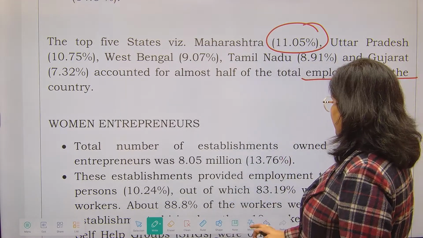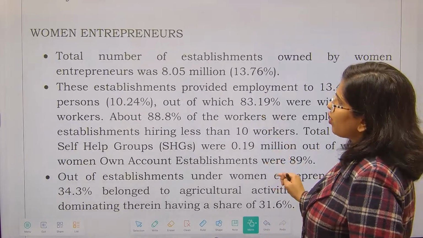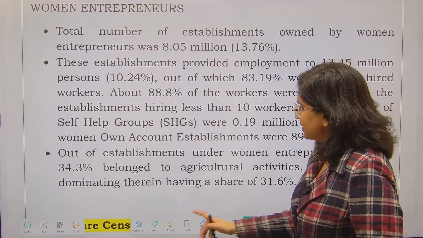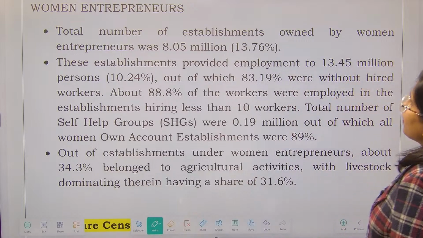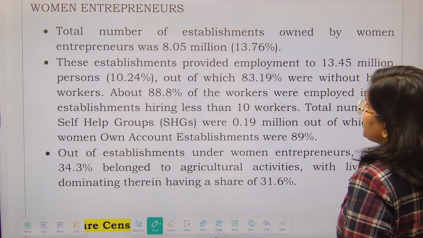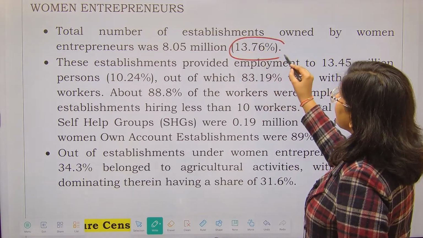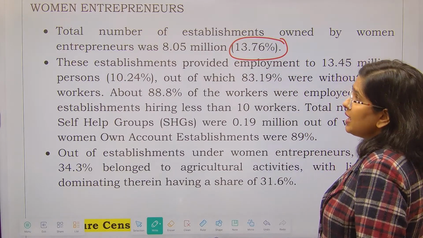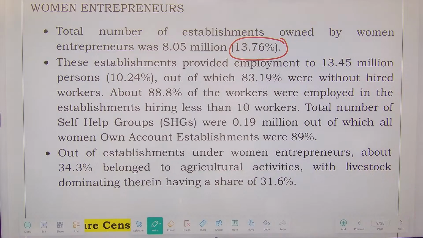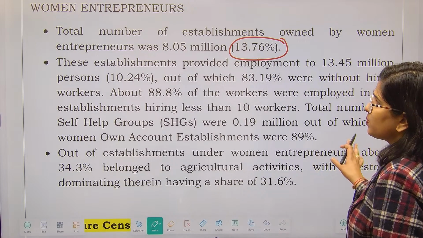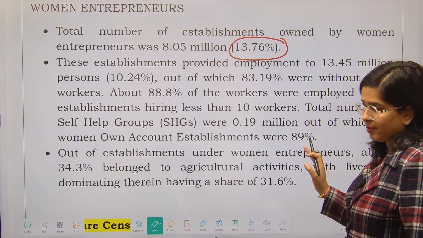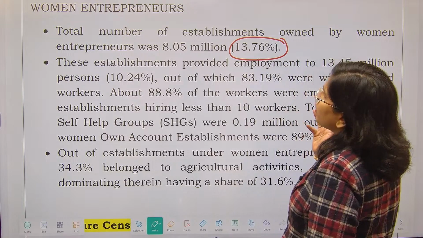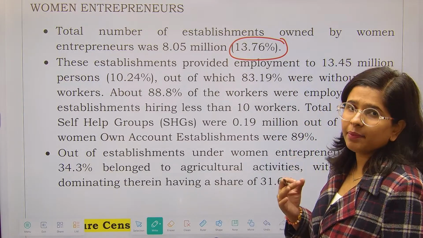Now the next thing is the women entrepreneurs, that is also a part of your economic census, okay? So the share of establishments owned by women entrepreneurs has been 13.76%, right? These establishments provided employment to 13.45 million persons, out of which 83% were hired persons. Now this particular data has been included in your economic census, but it is not that important. You can choose to remember basic data.